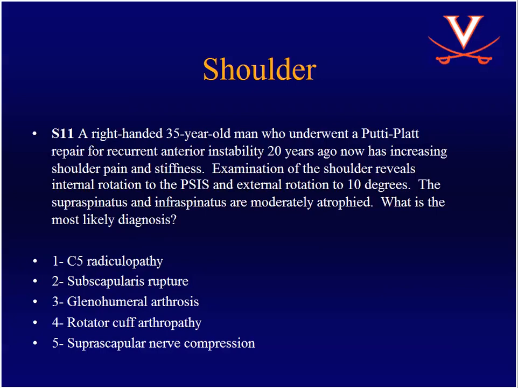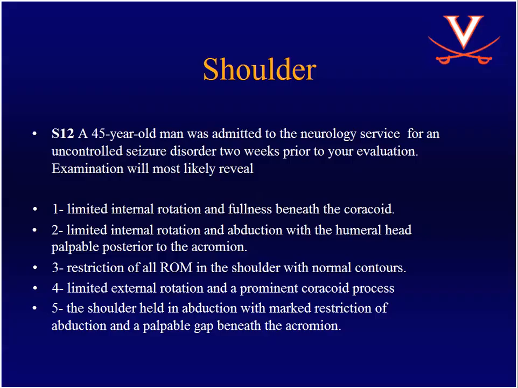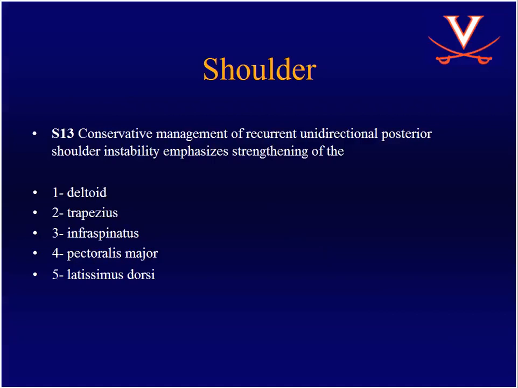11. Right-handed 35-year-old man, Putti-Platt. Uh-oh, Putti-Platt. Got arthritis. He has loss of motion, and he's got some atrophy. And what's his diagnosis? Arthritis. 13, conservative management of recurrent unidirectional posterior shoulder instability. Okay, we're going to rehab that first. Which rotators are we going to rehab? Which is the only external rotator? The infraspinatus.